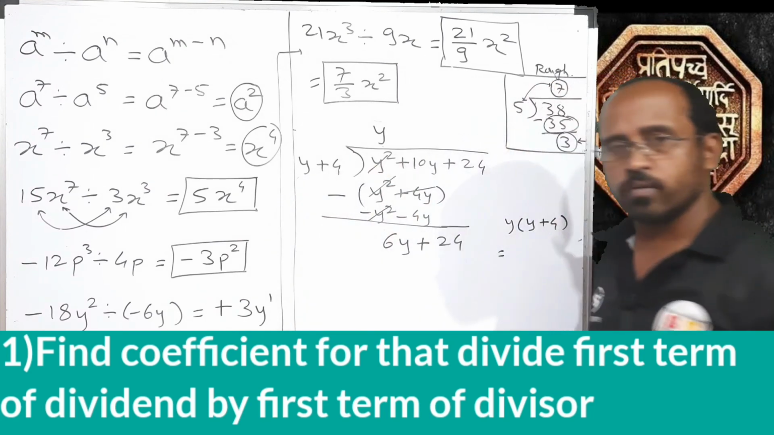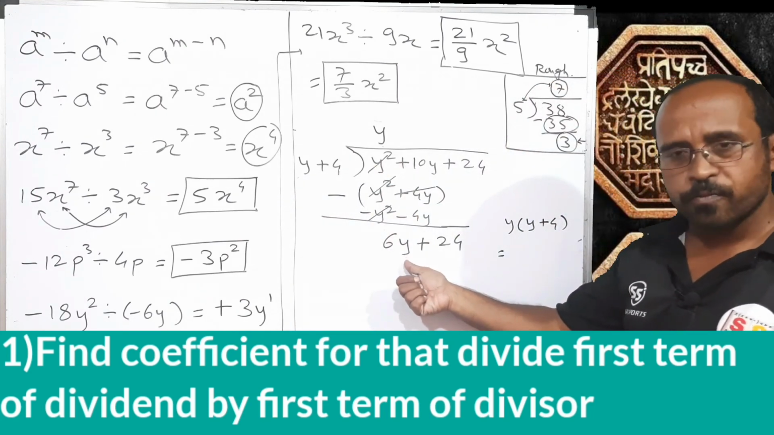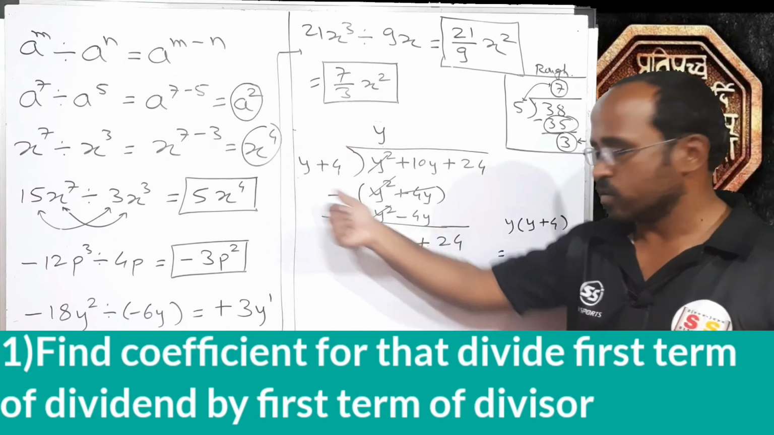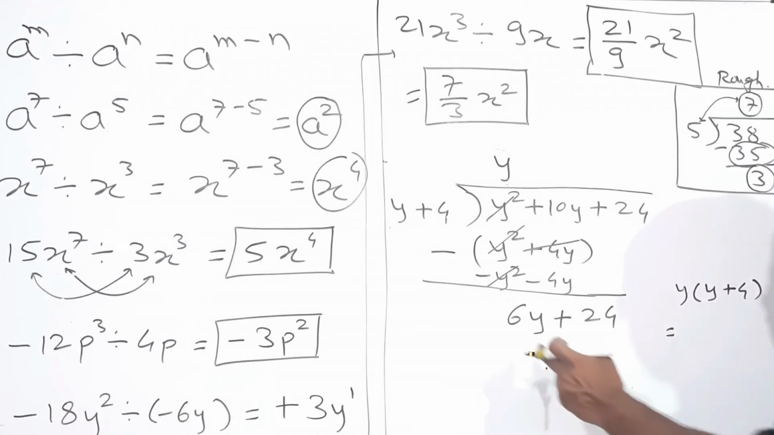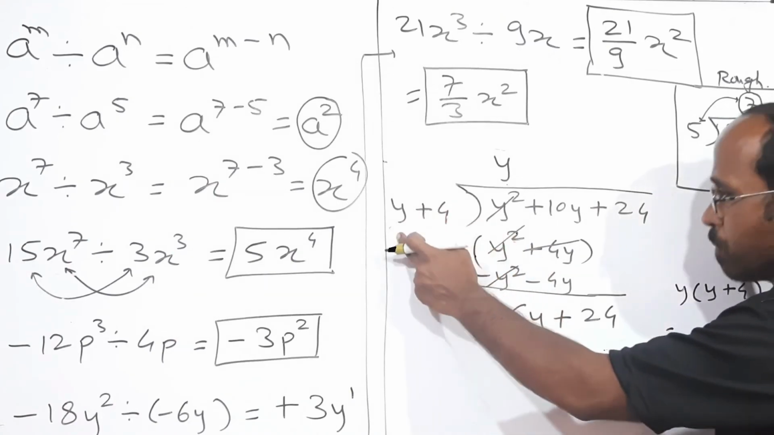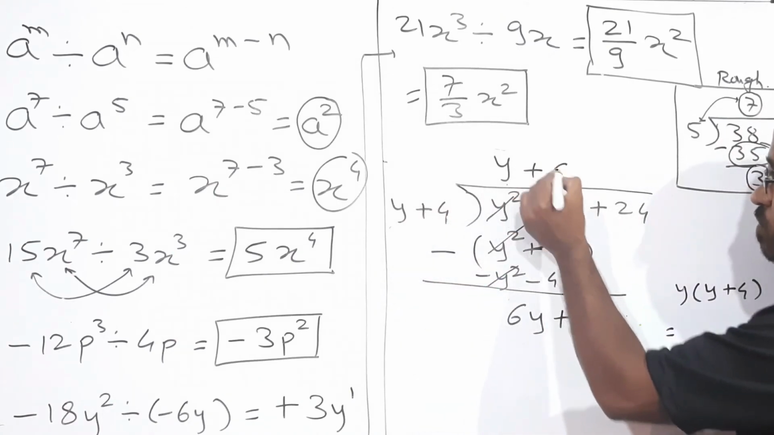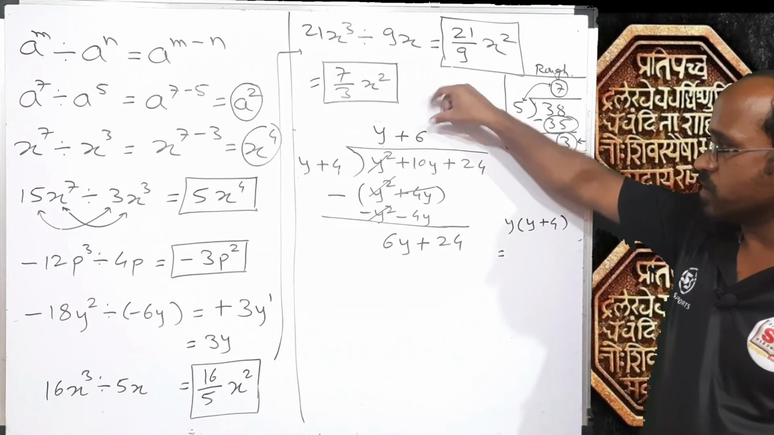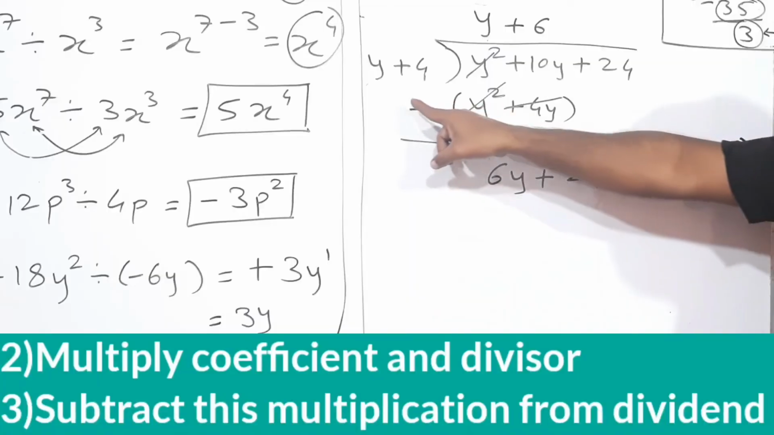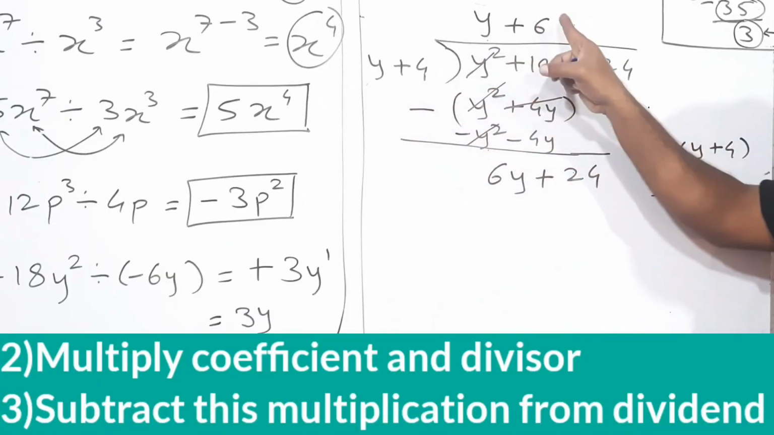To find the quotient, what do we have to do? Divide the first term of this by the first term of this. So 6y divided by y, the answer is equal to 6. Both are plus. Plus 6y divided by plus y, the answer is plus 6. Okay. So the first step of finding the quotient is done. Second step, subtract the multiplication of this divisor and this quotient.